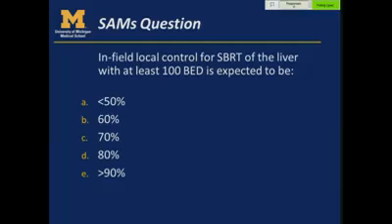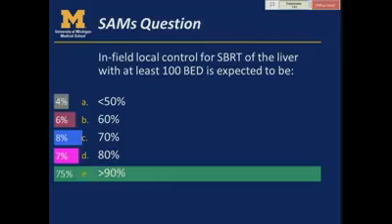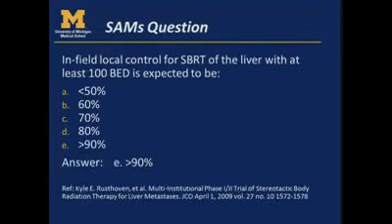First SAM question. In-field local control for SBRT of the liver with at least 100 BED is expected to be? The accuracy should be at least 90%. Oh, okay, great. It's after lunch.